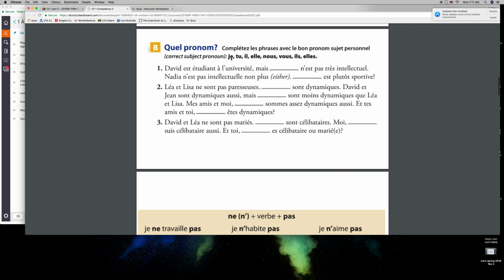Okay, so these are the different personal pronouns that you'll be using. Je, tu, il, elle, nous, vous, ils, elles. There's no difference in pronunciation between these two, with the exception of when there's a verb right after the plural that begins with a vowel, which makes the S pronounceable. Okay.